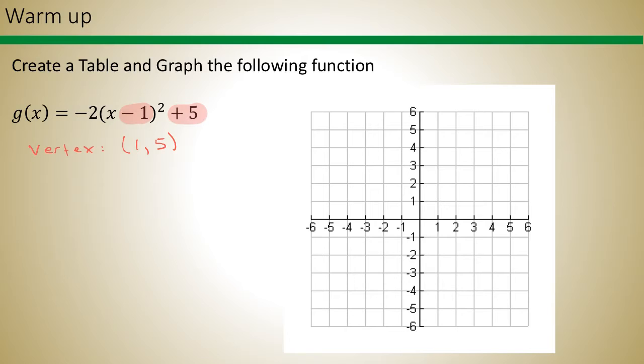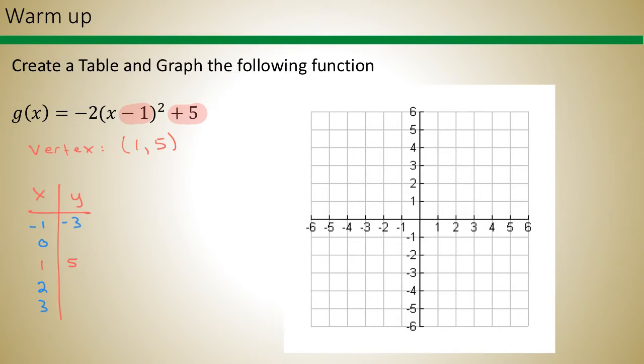Okay, after that, we're going to make a table. So I've got a table here, and I'm going to put that 1, 5 in the middle of this thing. I'm going to pick two numbers on each side. So -1 and 0, 2, and 3. So when I sub -1 into this thing, -1 minus 1 is -2. -2 squared is 4. And -2 times 4 is -8. Plus 5, that's going to be -3.